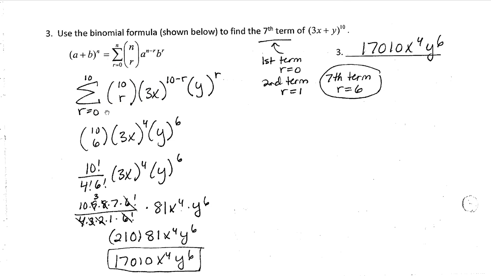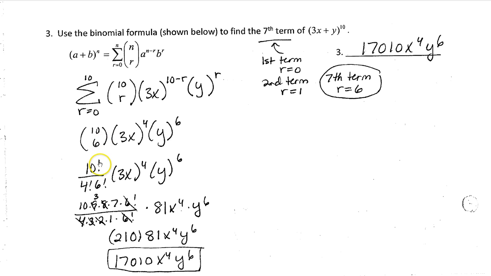The r is still there because the r is the number that changes depending on which term I'm wanting. If I wanted to write out all 11 terms, I would start by substituting r equals 0, r equals 1, r equals 2, all the way up to r equals 10, and I would get all 11 terms of the sequence. But I just want the 7th term. Since the first term starts when r is 0, the second term when r is 1, etc., the 7th term is actually when r is 6, not when r is 7. So I'm going to write 10 select 6, (3x) to the 10 minus 6, y to the 6th. So 10 select 6, (3x) to the 4th, y to the 6th.